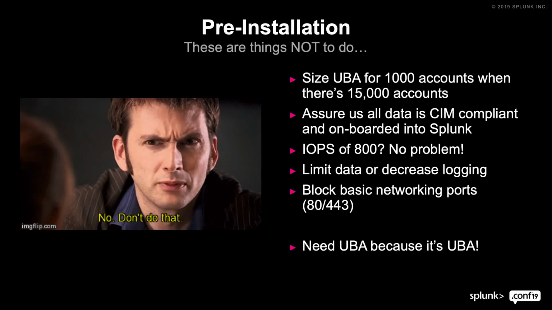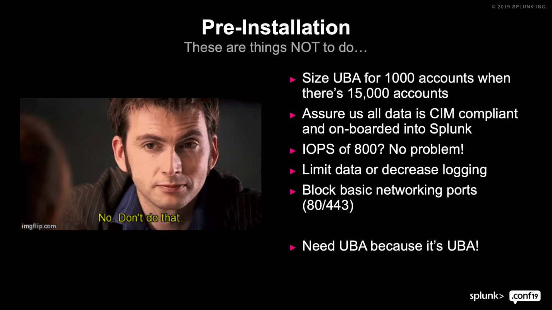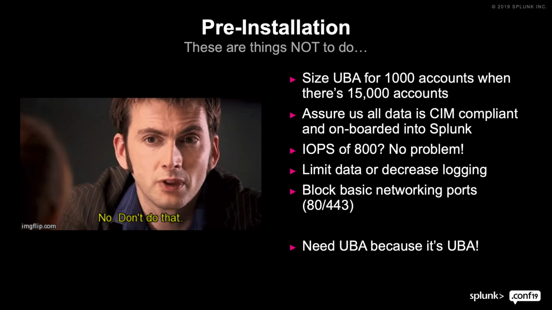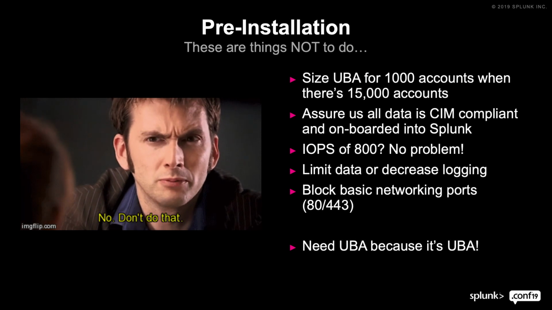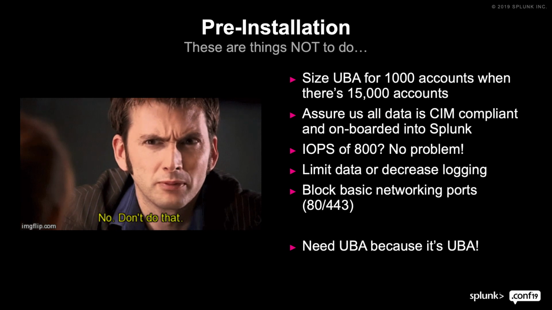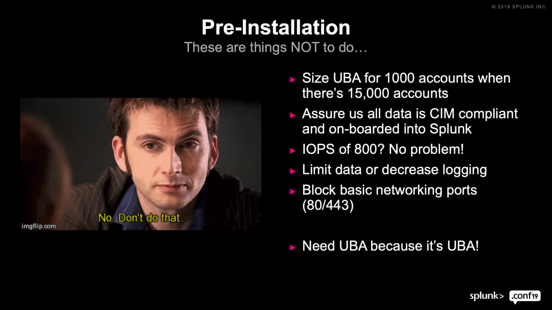Pre-installation. These are things not to do. I'll let you read it, get the chuckles out, then we'll go through it, the examples. One customer, and if any of these stories are about you, I apologize, but I'm not going to use your names, don't worry. One customer, we only have 1,000 users. The very first thing that we do when we install UBA is query Active Directory and get a list of all of the HR data. We sized it for 1,000 users, which is one machine.